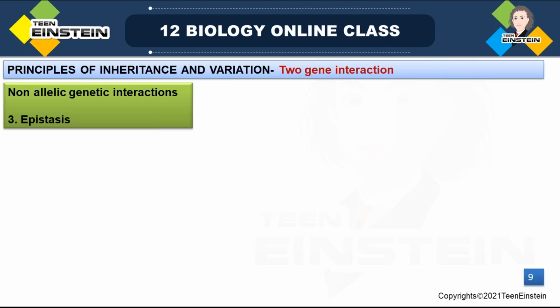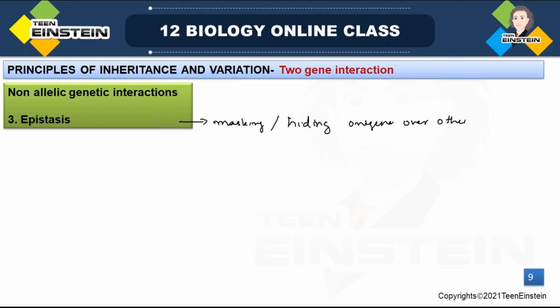Next non-allelic interaction is epistasis. So what is epistasis? It's nothing but the masking effect, or the hiding effect, of one gene over the other gene. One gene will mask the effect of the other gene. That is called epistasis.